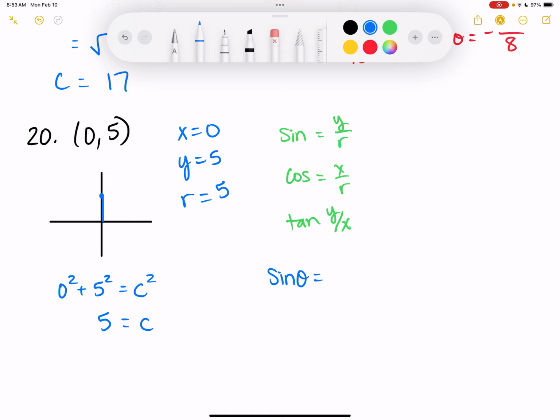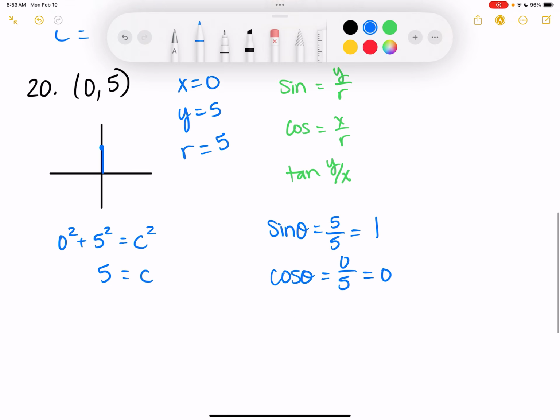So sine is y over r. So that's 5 over 5, which is equal to 1. Cosine is x over r, which is 0 over 5. And what's 0 divided by 5? 0. And then tangent is y over x, so 5 over 0, which is what? What happens when I divide by 0? Undefined.